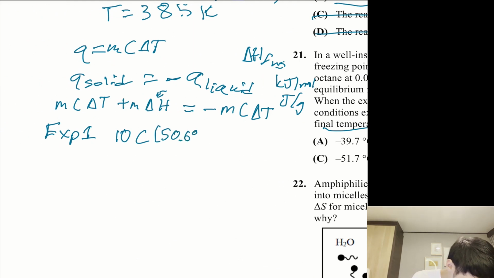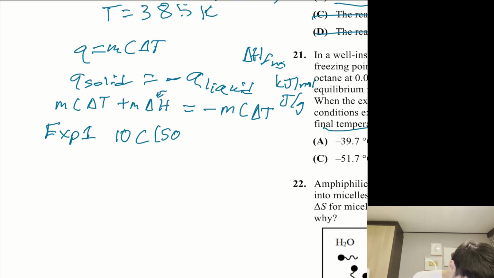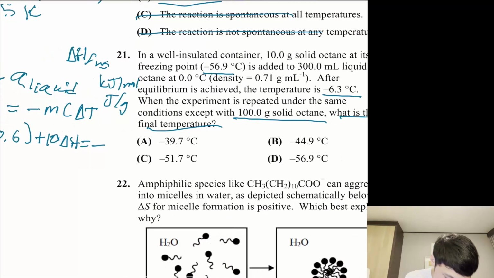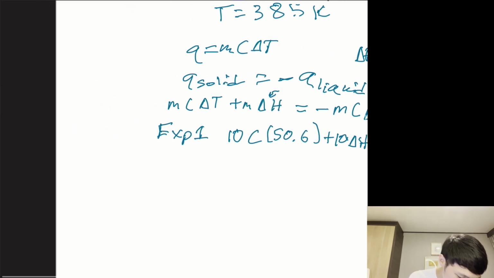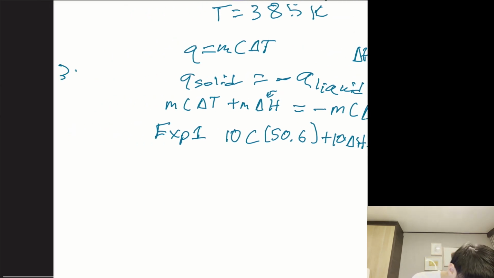Oh, I said I was not going to use units, and I proceeded to use units. Let me not do that. 50.6, and then plus the 10 grams times that delta H in terms of joules per gram. And that's going to equal negative of whatever the mass of liquid octane we're adding is. So let's figure that out. Liquid octane, we're adding 300 mL, times 0.71 grams per mL, and that's going to come out to 213 grams.